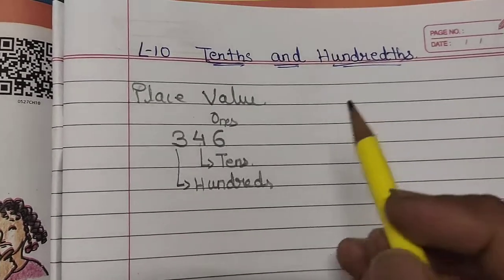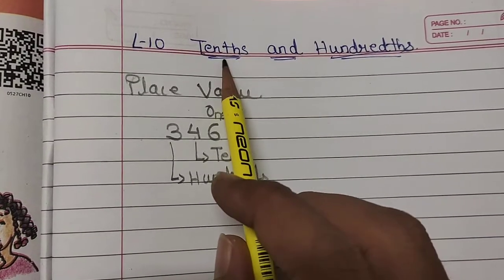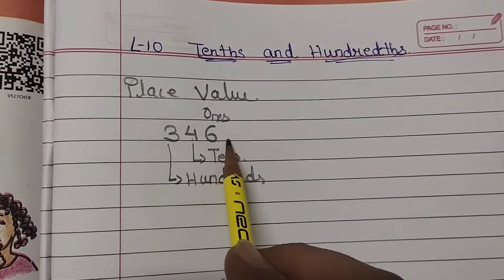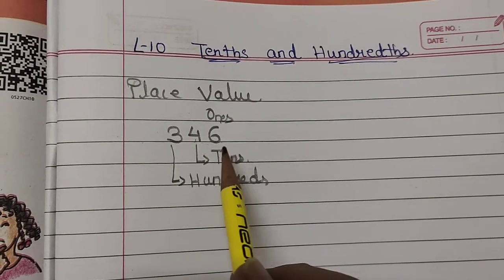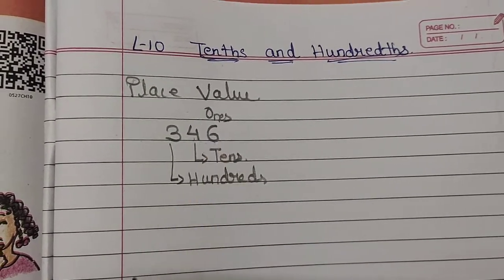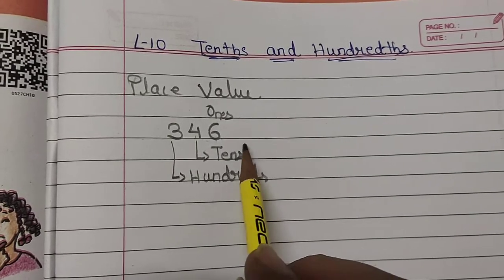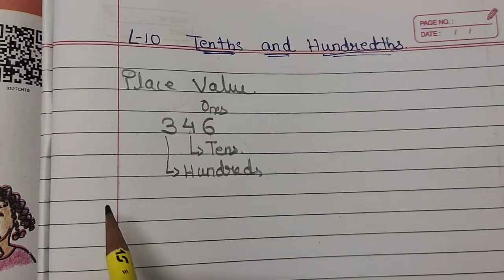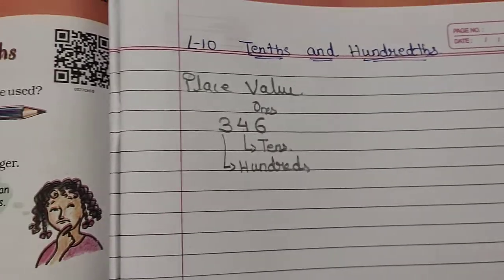But students, what do we mean by tenths and hundredths? These tenths and hundredths come before ones. We can say that tenths and hundredths are part of a whole number.